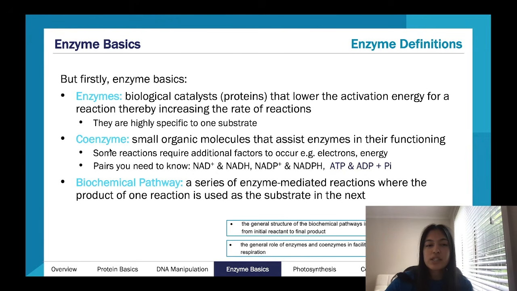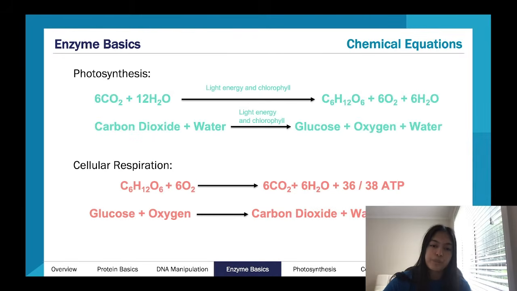Coenzymes as well. So basically these are just small little molecules. You can think about ATP, your NADPH. We'll talk about this as well when we get into the actual chemical pathways. They just assist the functioning, and they're important in some of the reactions as well.